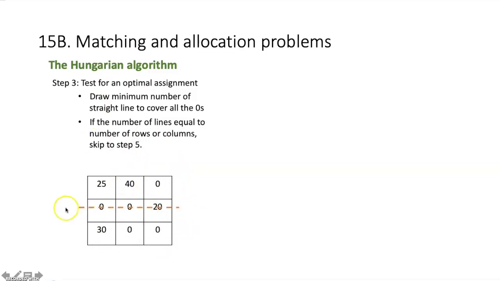Then we can draw a horizontal line to cover 2 zeros. Draw another horizontal line to cover these 2 zeros. Then either a horizontal or vertical line to cover the last 0. So as you can see, we have 3 lines here, and this is a 3 by 3 matrix. So we can skip step 4 and go straight to step 5. You're probably curious, so what is step 4? We'll use another example to show you what you need to do for step 4.